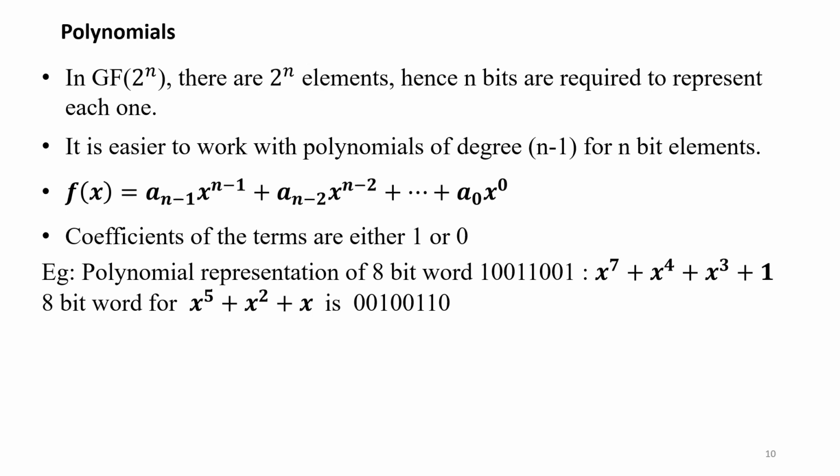Example, polynomial representation of an 8-bit word 10011001 is x raised to 7 plus x raised to 4 plus x raised to 3 plus 1. Similarly, the 8-bit word for x raised to 5 plus x square plus x is 00100110.